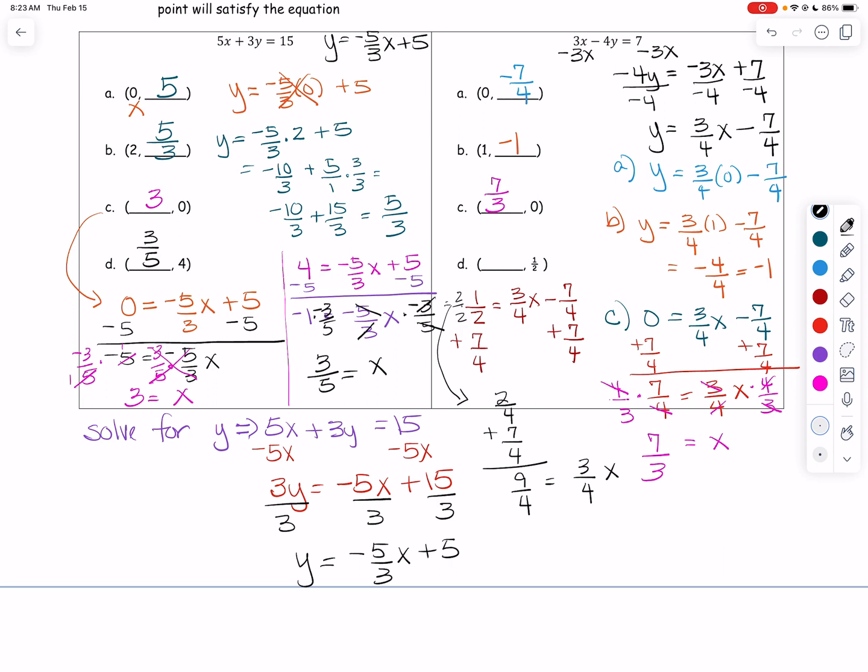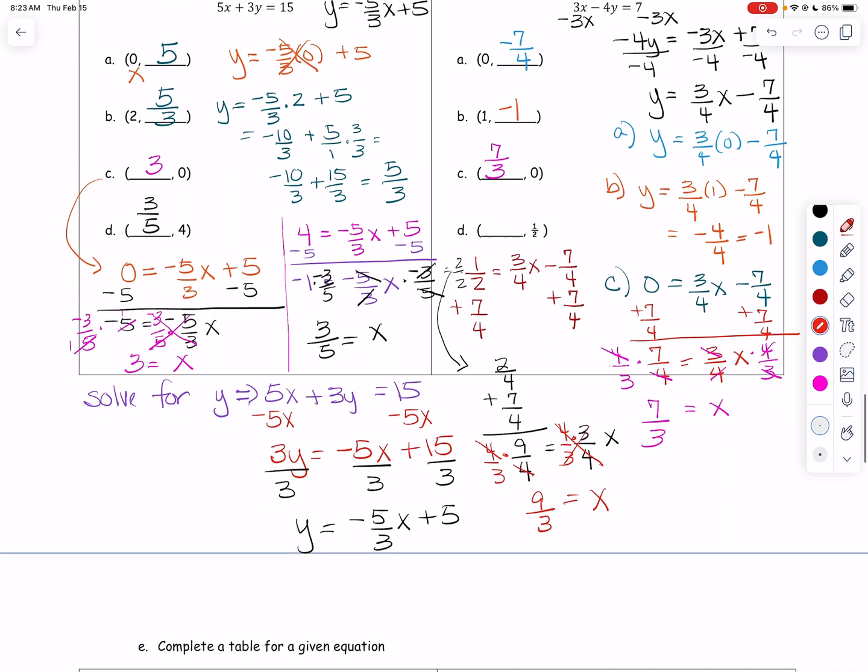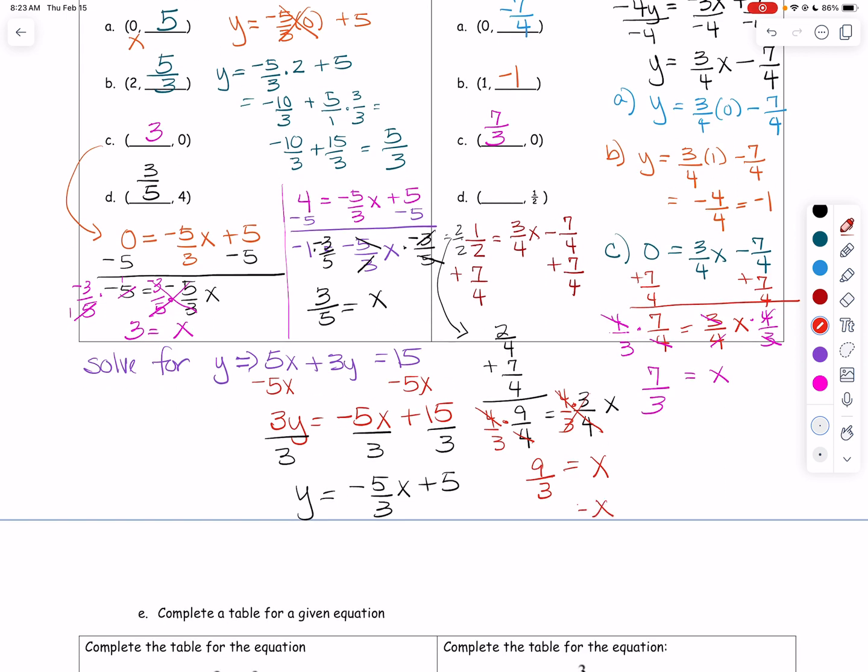So we multiply by 4/3. Those cancel and leaves x. The 4's cancel and leaves 9/3, which simplifies to 3. So all that work, and we get a nice, nice number.